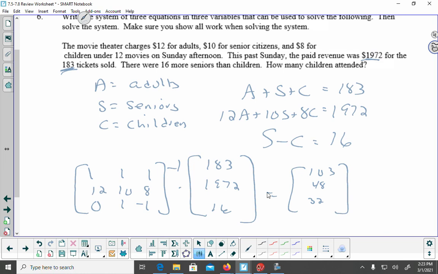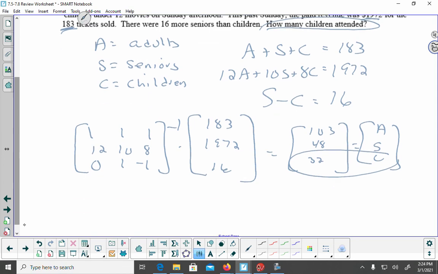So this, remember, this is adult, senior, and children. So up here it says how many children attended. I only need this. So my final answer is that 32 children attended. If it would have asked me for seniors, that would have been 48, and then there were 103 adults. But this question is just asking how many children.